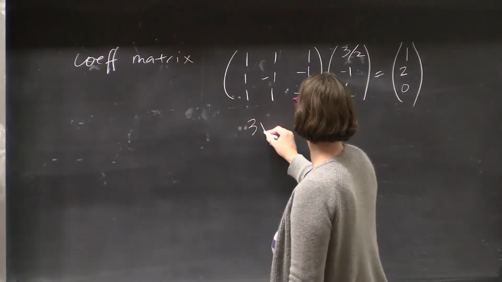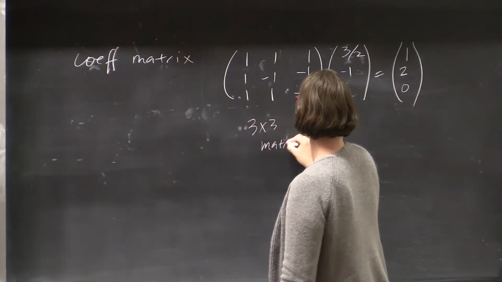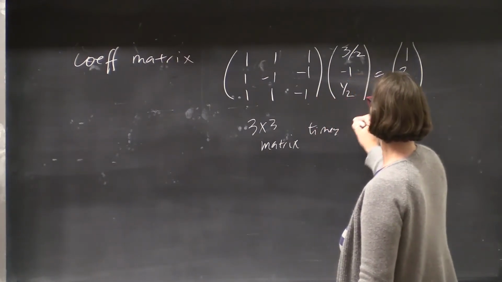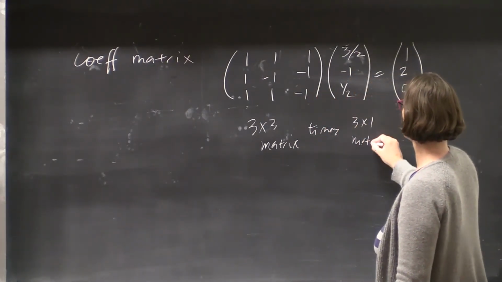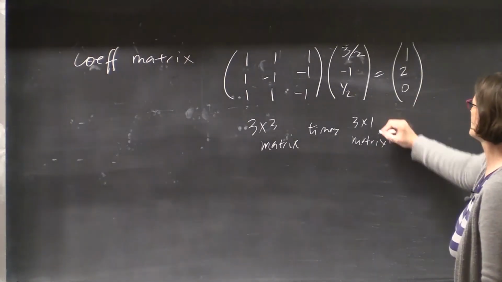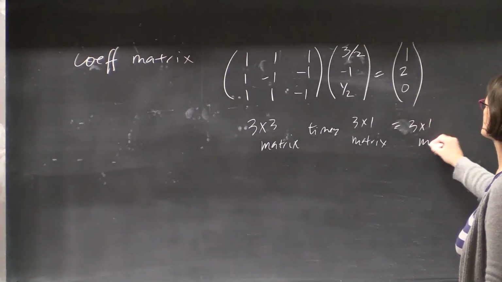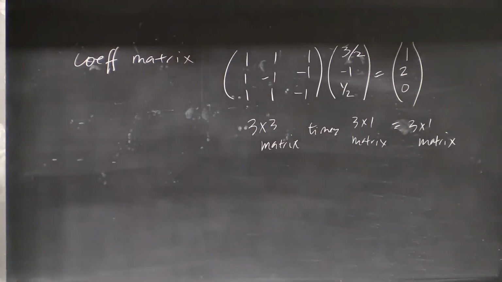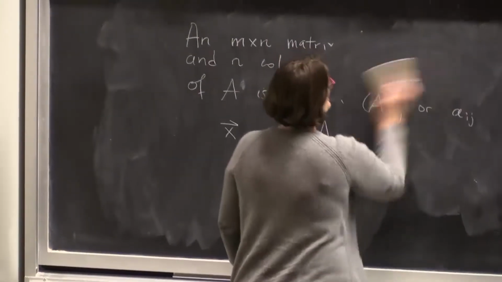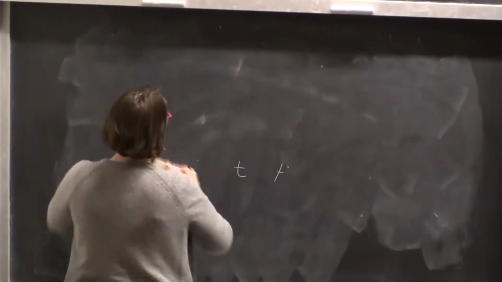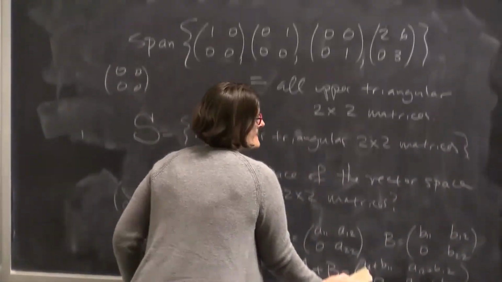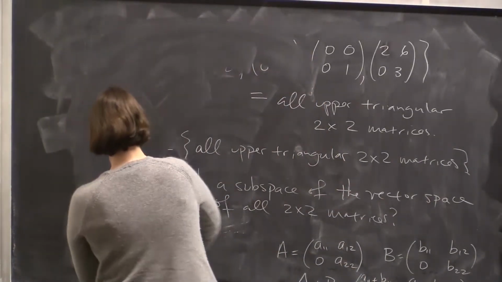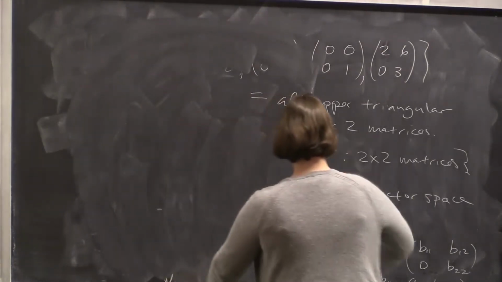So this is a 3 by 3 matrix times a 3 by 1 matrix, and it yielded a 3 by 1 matrix. So this is an example of matrix multiplication. Let's define it. We cannot, in general, just multiply an arbitrary pair of matrices. We require that they be the right size.